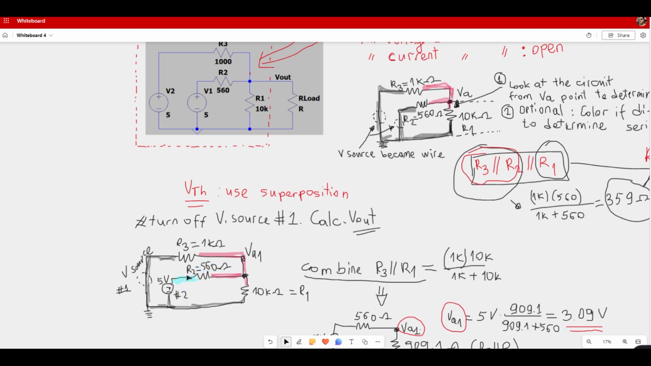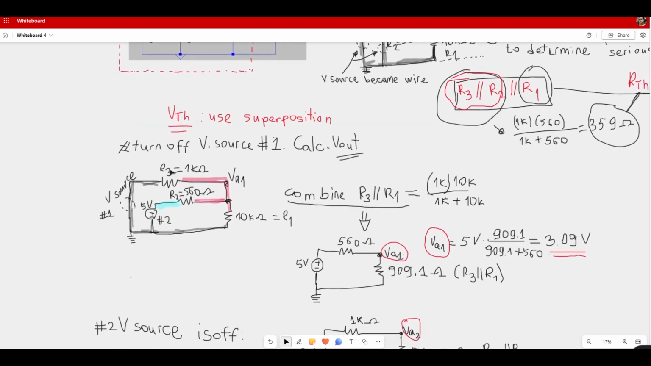The best way to determine that is to color the wires; any resistors sharing the same color are considered in parallel. In the circuit, as we can see, R3 and R1 are sharing the same colors, so both are in parallel. Let's combine R3 and R1. When we do the calculations, we find 909 as an equivalent resistor, considering R3 and R1 in parallel. I draw the circuit and put the value in.